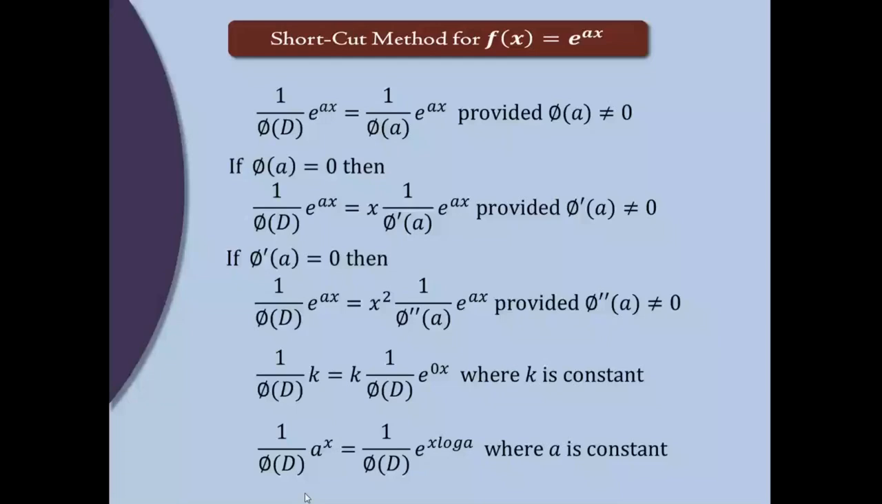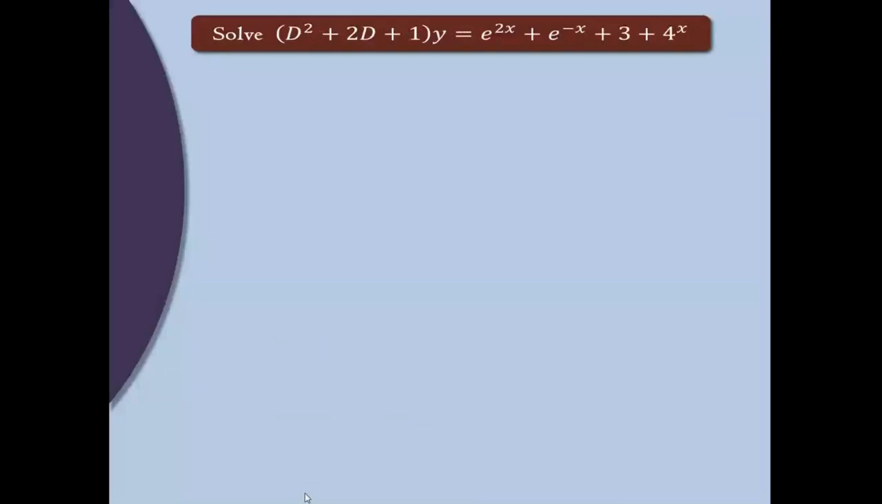But the first problem: D square plus 2D plus 1 y is equal to e raised to 2x plus e raised to minus x plus 3 plus 4 raised to x. Again, the solution will be in two parts, yc plus yp. For finding yc, consider the auxiliary equation. Take the left side of that equation, equate it to 0. That will be the auxiliary equation. D square plus 2D plus 1 equal to 0. Now find the roots of this equation. Find the values of D from it.